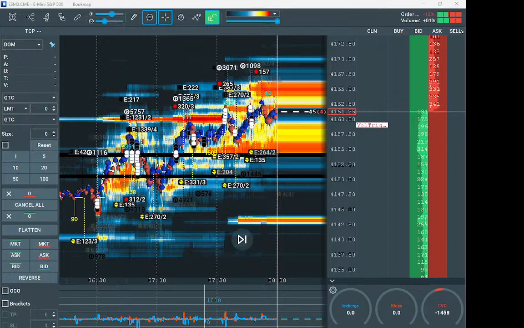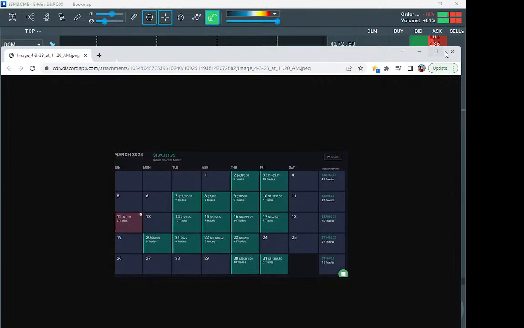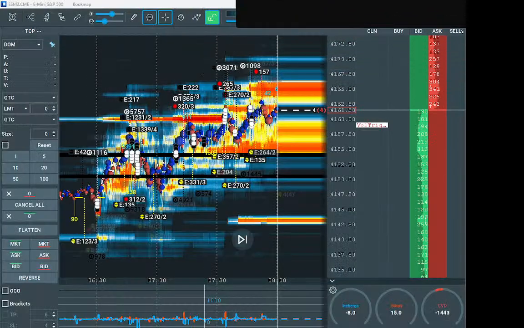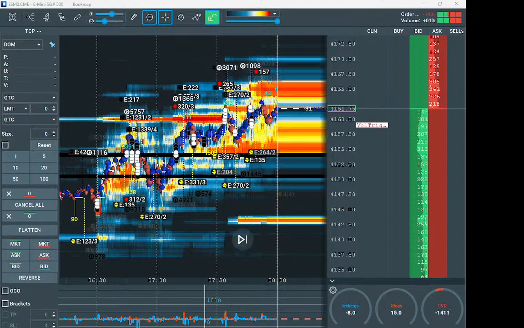And again, he's okay with me showing this. I posted this on Twitter. So he made almost 200 grand in March, and he's up over 200 grand in April. It's a $100,000 account, but he's following these exact risk rules too. So what he does is he comes into the spreadsheet.